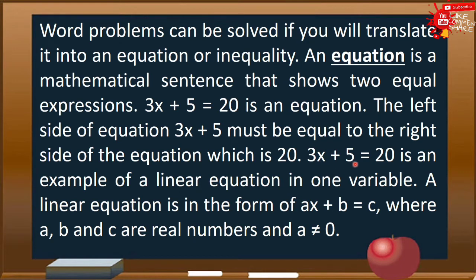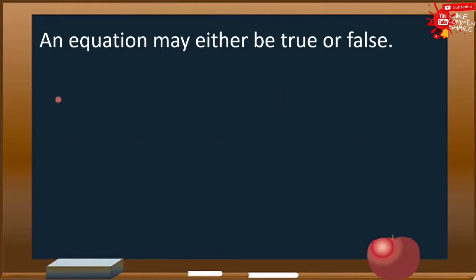3x plus 5 equals 20 is an example of a linear equation in one variable. A linear equation is in the form of ax plus b equals c, where a, b, and c are real numbers and a should not be equal to 0. An equation may either be true or false.